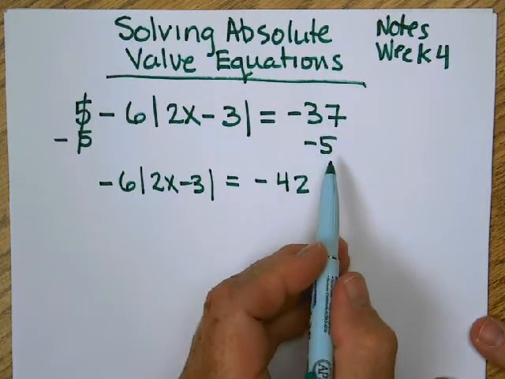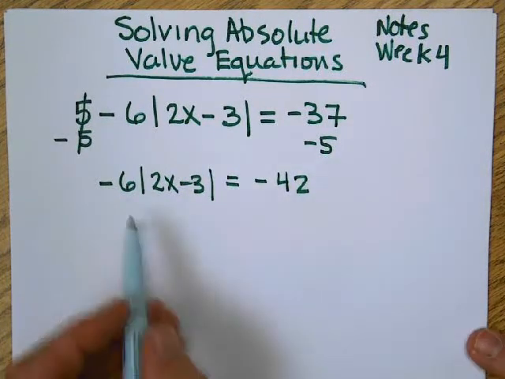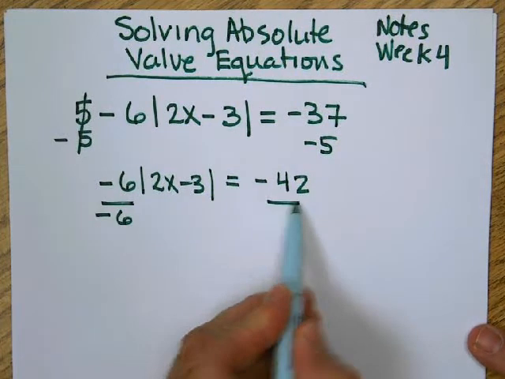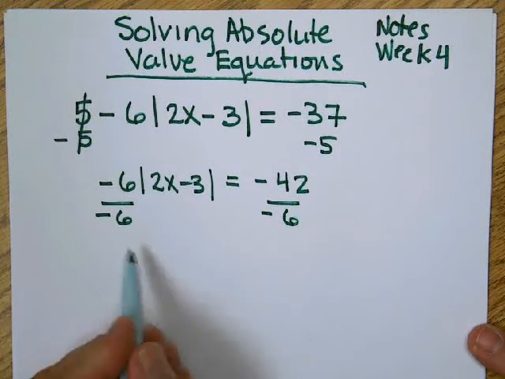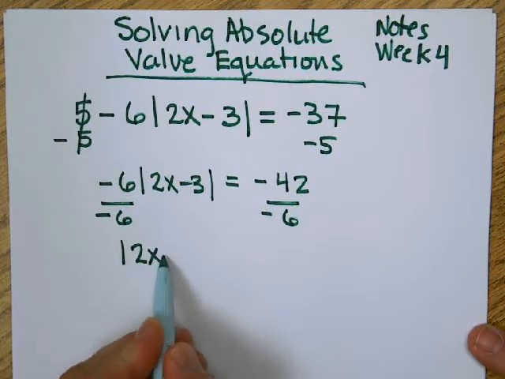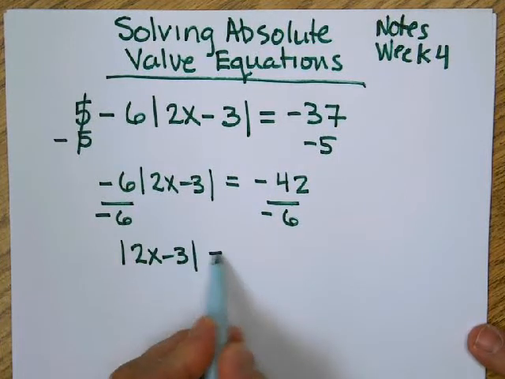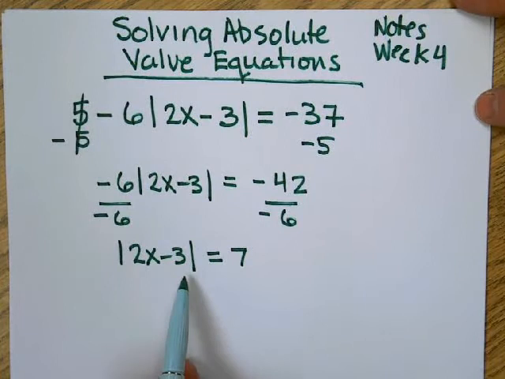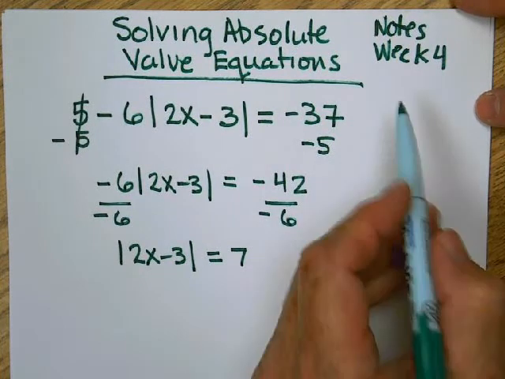Since these are both negative, we just simply add them together. Now to get rid of our negative 6, we need to divide by negative 6 on both sides. This gives us the absolute value of 2x minus 3 is equal to 7. These two steps have isolated our absolute value, which is our first and primary step.